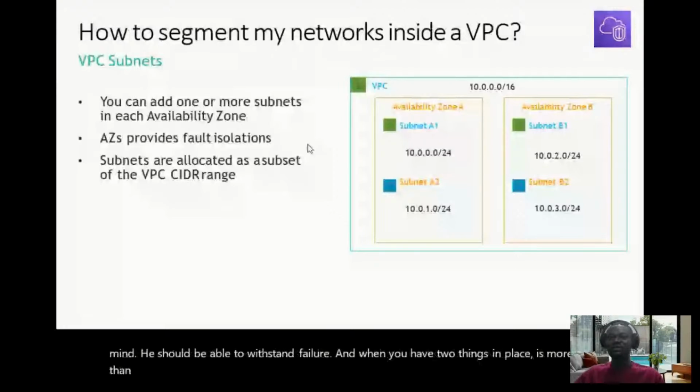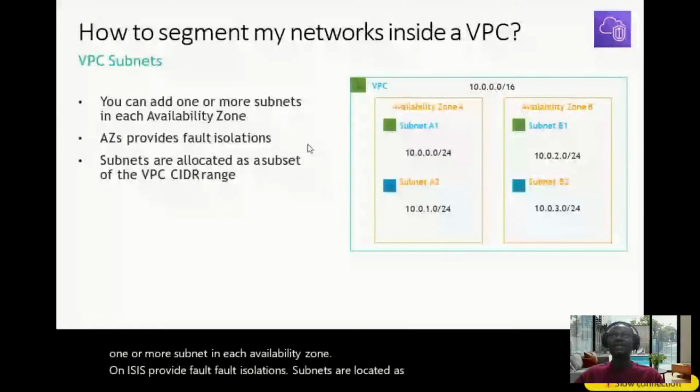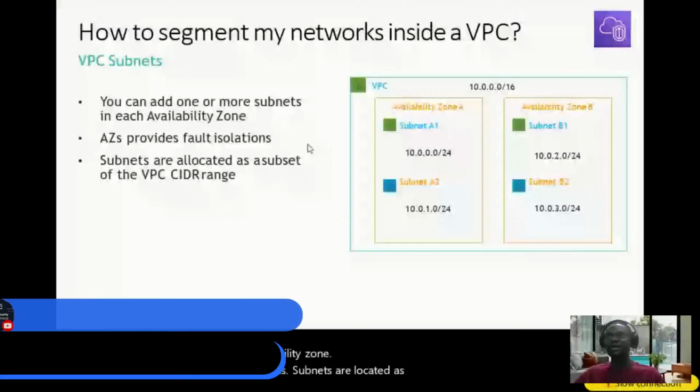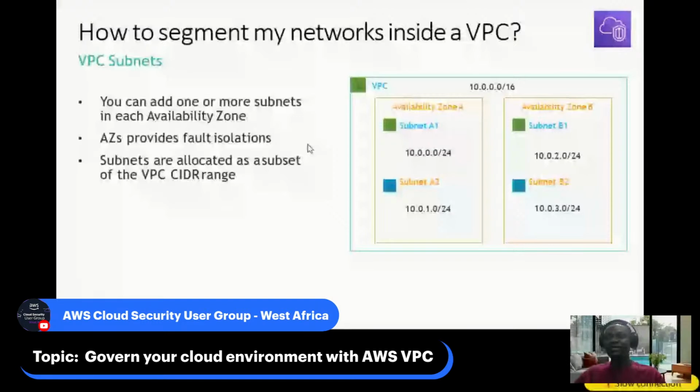You can add more subnets in an availability zone, and AZs provide fault isolation. Subnets are located as a subset of the VPC CIDR range. So that is what we have here on the screen. If you can see, within availability zones A and B, we have two subnets each, and that range and all that. So you see that with VPC, you're able to take charge of your cloud environment. You define, you govern, you're able to control who has access, because VPC has provided you with all these things that you need to ensure that your connection in and out is intact.